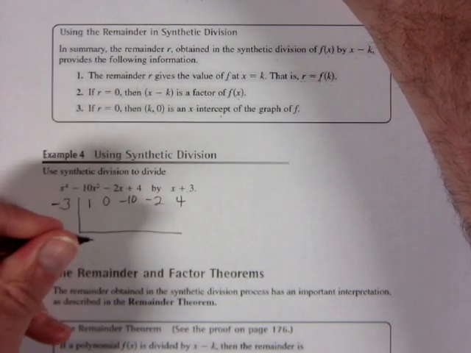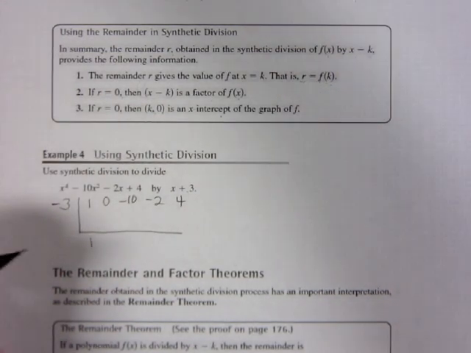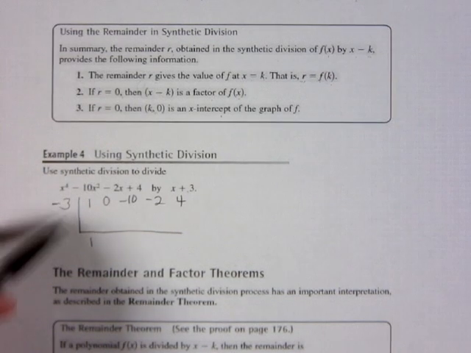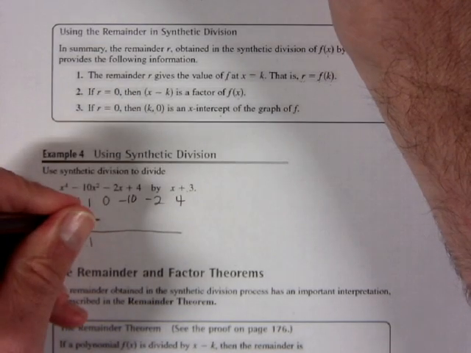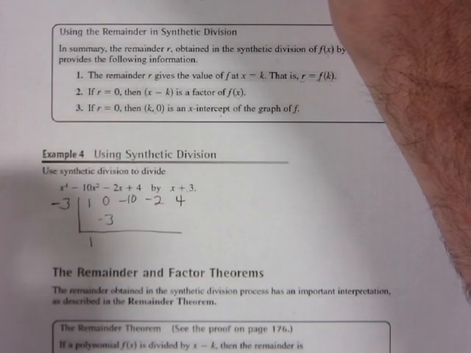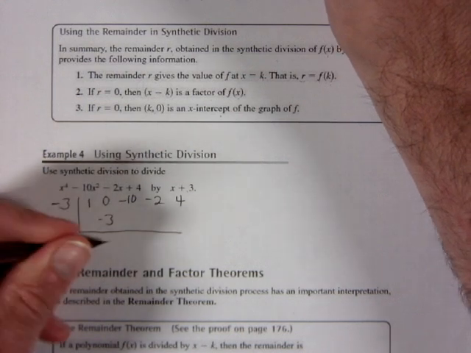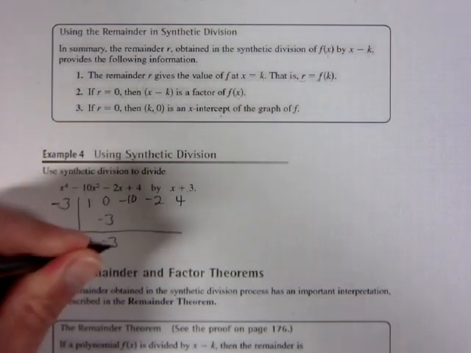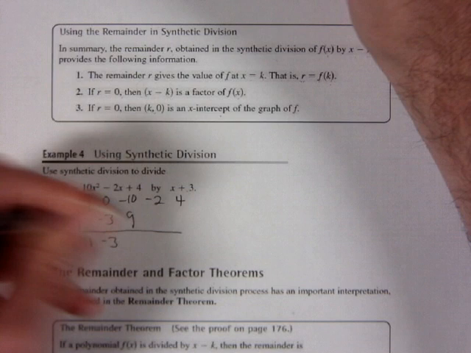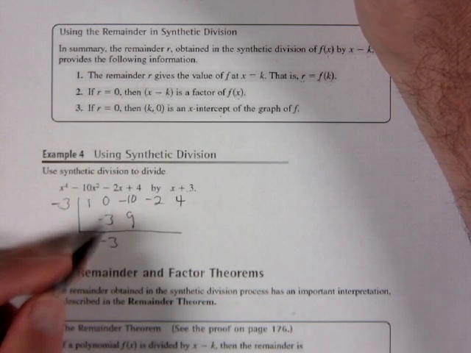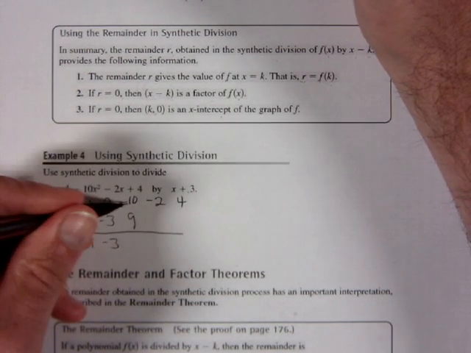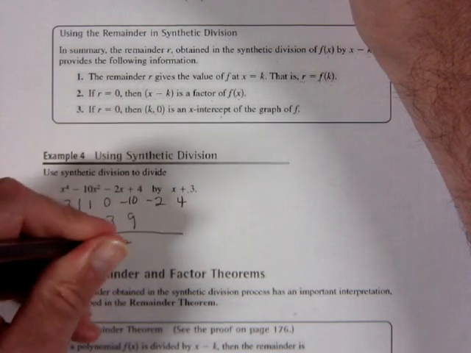All right, so now what do I do? I can drop this 1 straight down. Now, here's how synthetic division works. Negative 3 times 1 is negative 3. And now 0 minus 3 is negative 3. Negative 3 times negative 3 is positive 9. So again, we're adding here and we're multiplying here. So negative 10 plus 9 is negative 1.